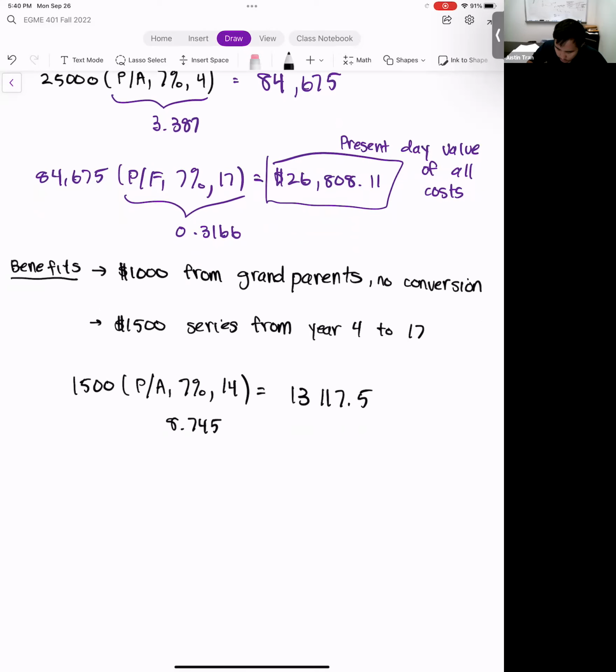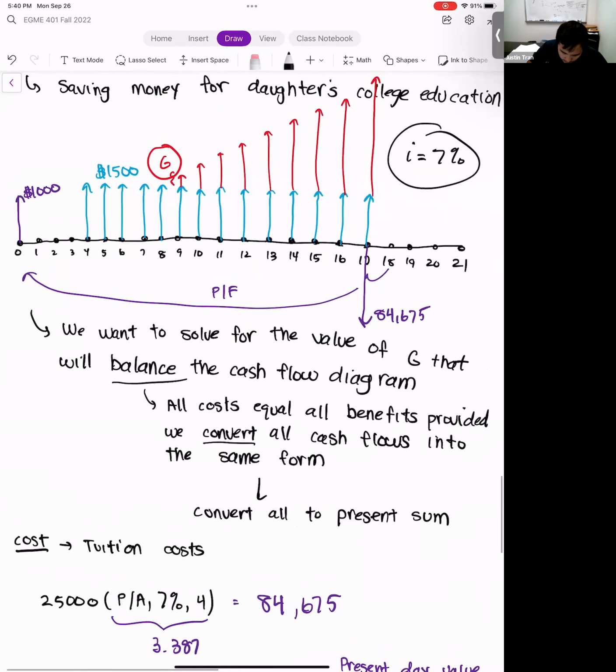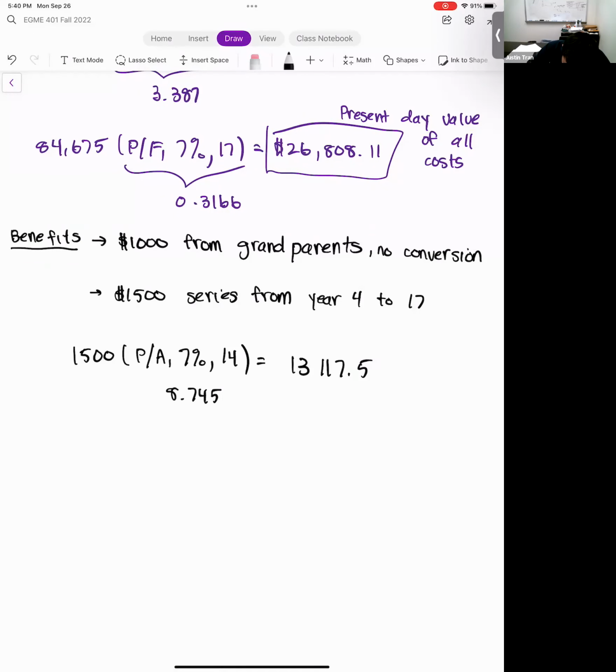Okay, but we're not done yet. And so, we need to convert this back into present day. And since this is a P over A, it's going to put it on the year before it started. So that's going to be year 3. Okay. So we have 13,117.5. Then we have P over F, 7%, 3.